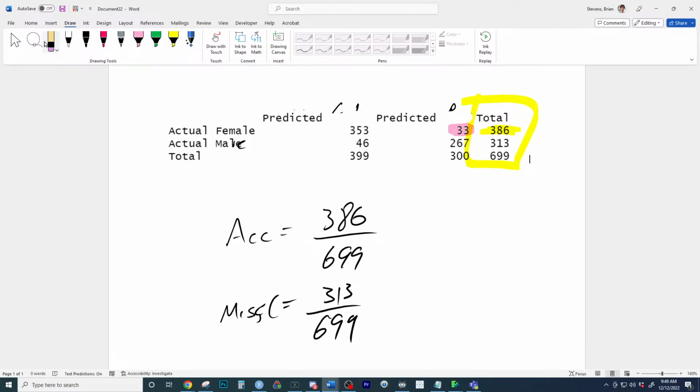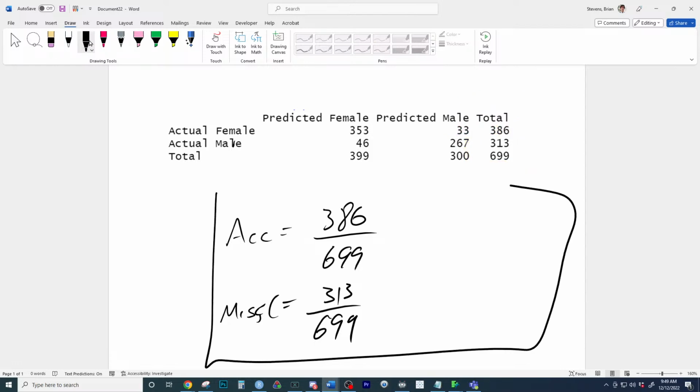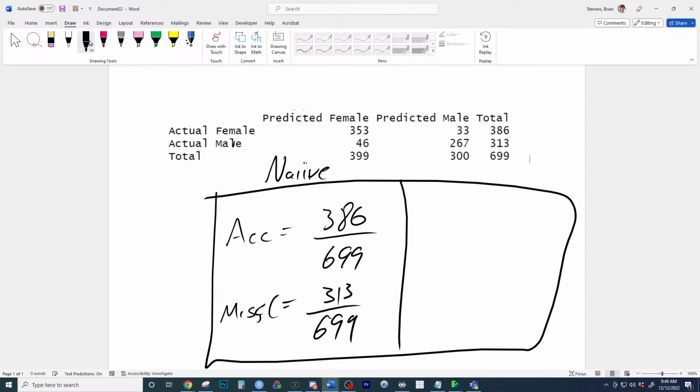Oh my God, I've totally made a mess of this. What is the misclassification of our model? This is all the naive. So that's the naive. Sure, something like that. And then our model. What is the accuracy of our model? What is the misclassification of our model? Now, misclassification is the complement of accuracy.